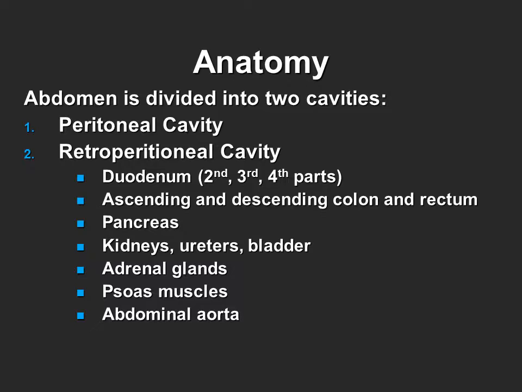The second cavity, the retroperitoneal cavity, is found behind the peritoneal cavity, and it contains the second, third, and fourth parts of the duodenum, the ascending and descending colon, the rectum, the kidneys, the ureters, the bladder, the adrenal glands, the psoas muscles, the abdominal aorta, and the pancreas. Please note that the pancreas cannot be seen on plain films.